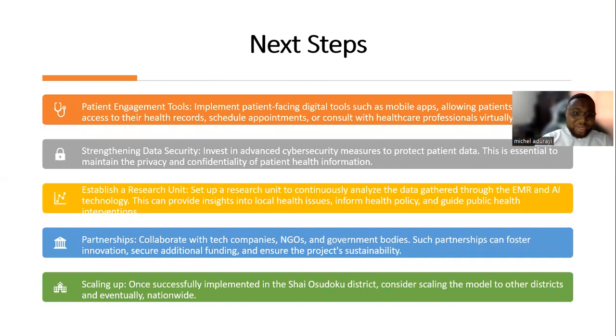And also in the interim, we are looking at patient engagement. We're also trying to see if we can strengthen data security and establish a research unit that will be in charge. Then in the long run, also partner with some NGOs that will help us. So finally, if we are successful at Shai Osudoku, we really want to scale it up to all the rural areas in Ghana, especially in the north, where this problem is really prevalent. It depends on how successful we are as a team, and I know we are going to be very successful.